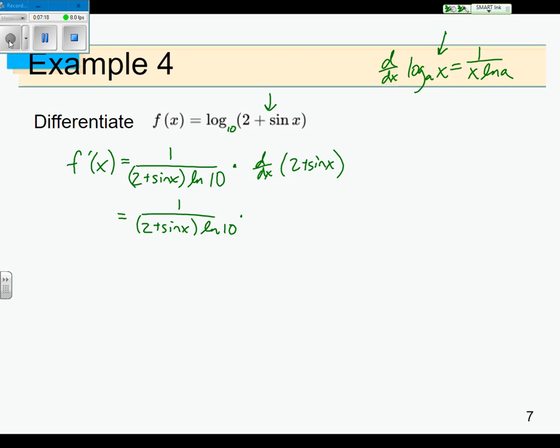And the derivative of 2 plus sine x, well, derivative of 2 is 0. Derivative of sine is cosine. I think if you just throw this cosine on top, it's going to be about all we do with it. That's it.